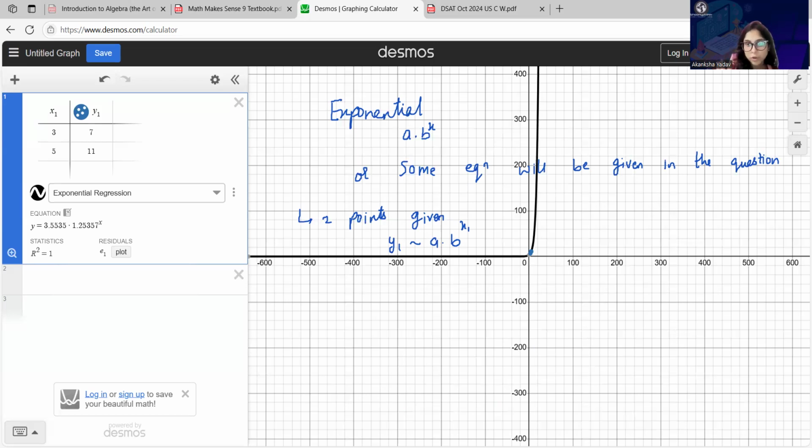Again, it could be a word problem. It could be a table given to you or a graph given to you.